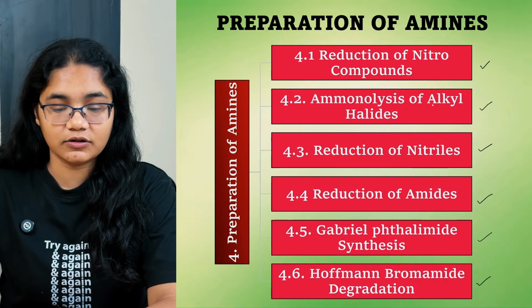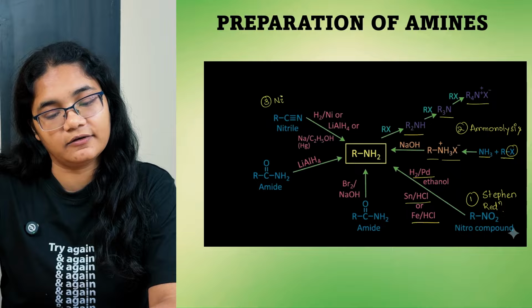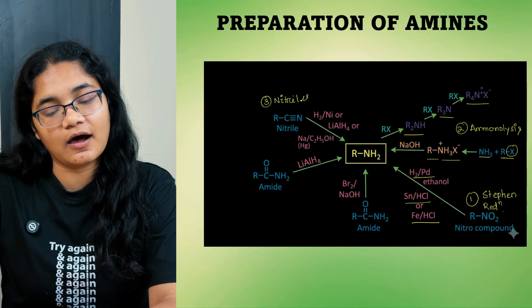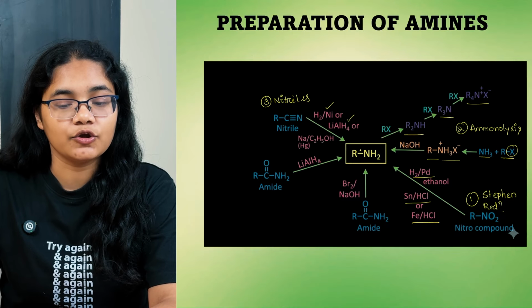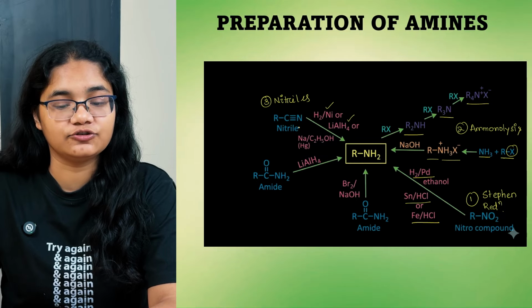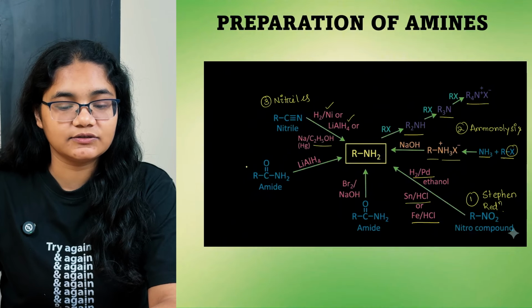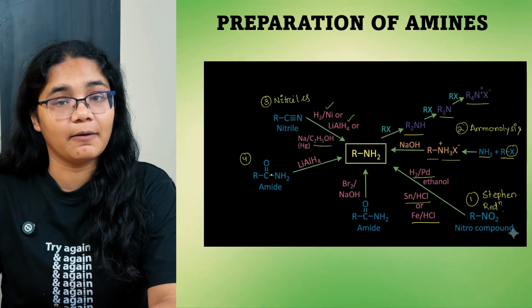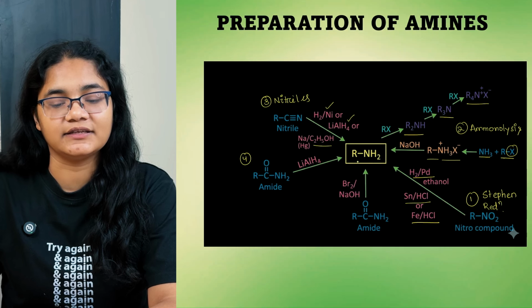Now coming to the third one, the reduction of nitrile compounds. So here if you treat RCN with H2/nickel or lithium aluminium hydride, you will get RCH2NH2. You can also treat it with sodium and ethanol. Now the fourth reaction is the reduction of the amide group. So if you treat an amide with lithium aluminium hydride, you will get RCH2NH2.